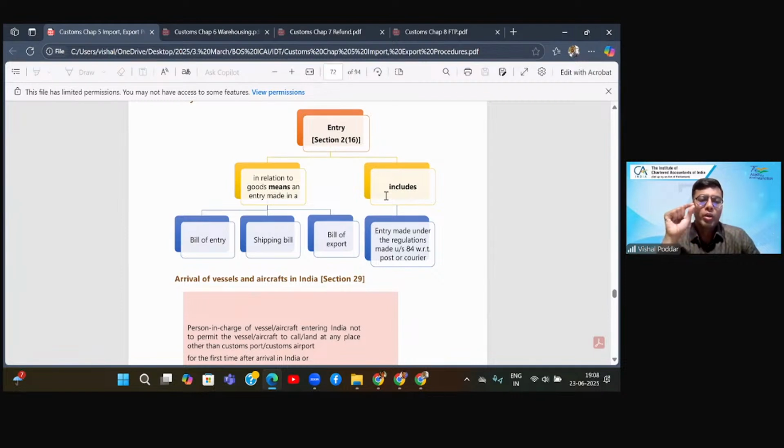So here also, what is entry? Entry, they say, in relation to goods means an entry, that is, a noting made in the bill of entry. This will happen in case of import, or the shipping bill in case of export, and it will include an entry made as per the regulations under section 84 with respect to post or courier. So when any goods are to be brought into India or taken outside India, you file the bill of entry and you mention the details of the goods in the bill of entry or the shipping bill, as the case may be. This mentioning of the details of the goods is the meaning of the word entry.